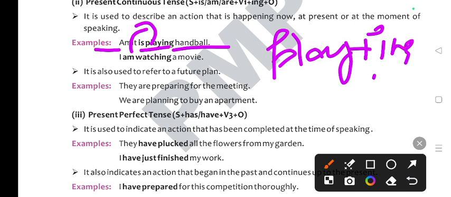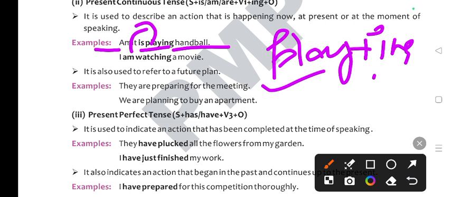Okay. Next, it is also used to refer to a future plan. Like they are preparing for the meeting. We are planning to buy an apartment. It means it also shows the future form. Fine. Present continuous tense shows actions which are going on, that is, not completed.